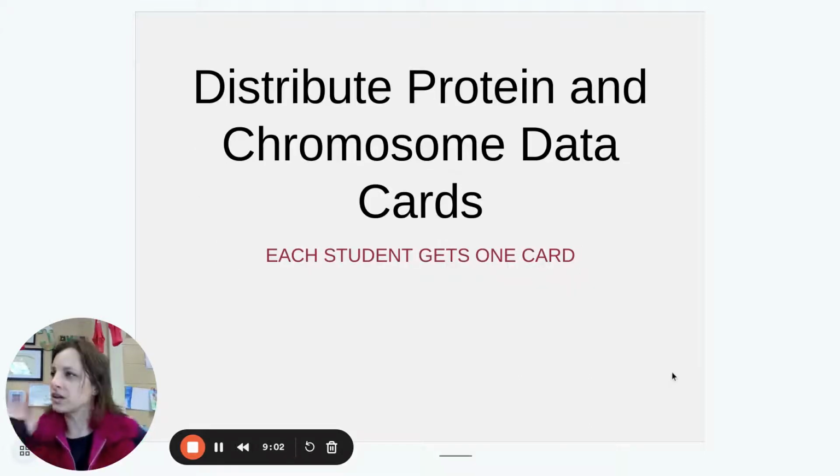So I've got the cattle cards out at the lab table. Everybody needs one cattle card, so you can pause the video, the guest teacher can pass them out, or somebody in the classroom can pass them out. Everybody gets one card, so pause the video and do that.